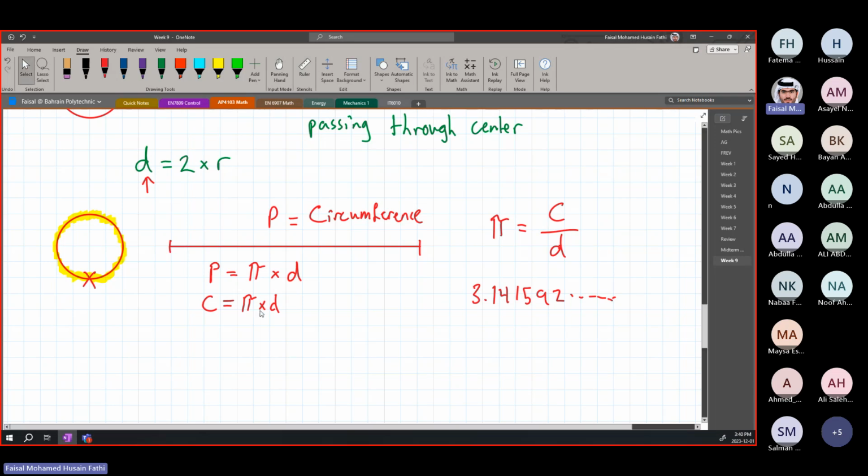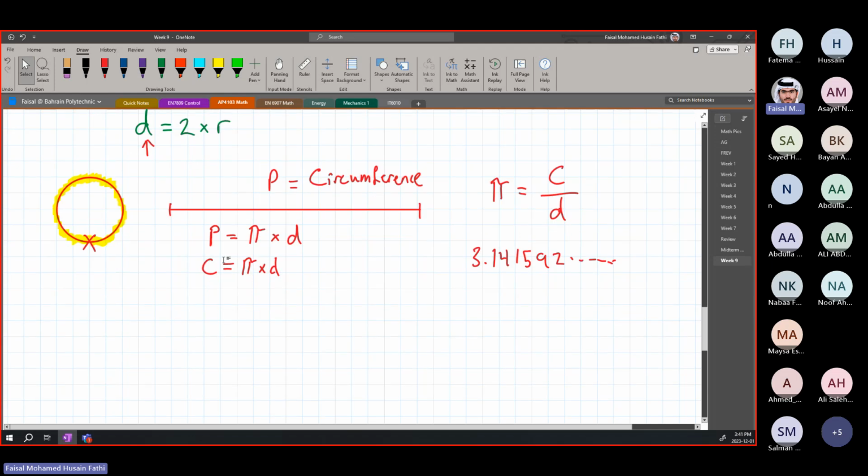Okay? Where D is the diameter and C is the circumference and pi is a constant number, which is usually 3.14. So that is the circumference or the perimeter. In a circle, no one calls it the perimeter. They always call it the circumference because that's just the naming for the case of a circle.